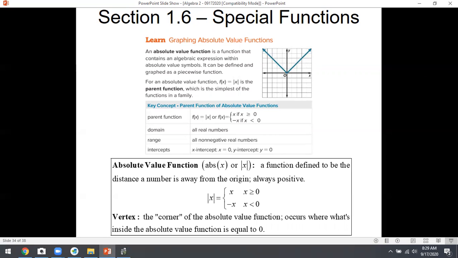The corner of the V has a name. It's called a vertex. And probably that's the number 1 thing you need to find: where's the vertex? And the trick is the vertex happens wherever whatever's inside the absolute value equals 0. So for this one, for example, you've got the absolute value of just x. What's inside the absolute value? x, right? So if you set up an equation for that equaling 0, well, then that just means x is 0. And if you look at the vertex on that picture on the top right, the corner happens right where x is 0.